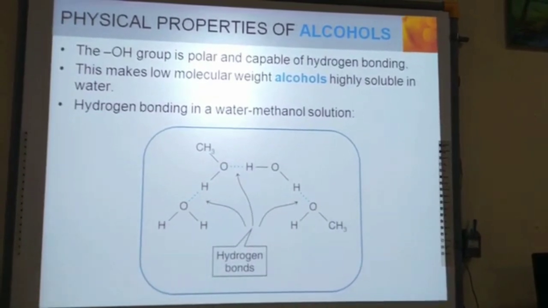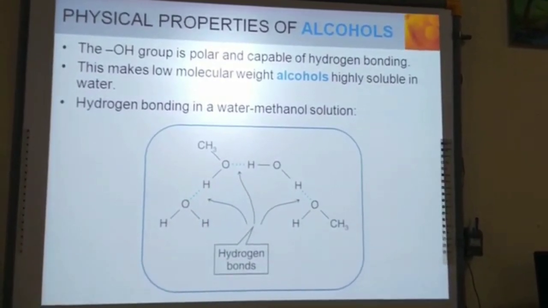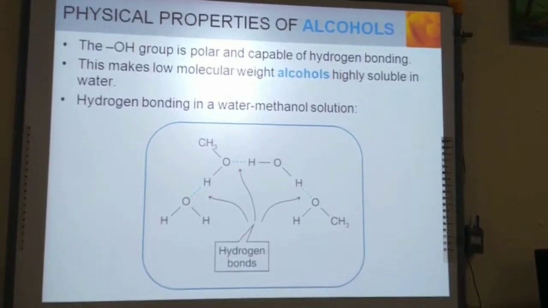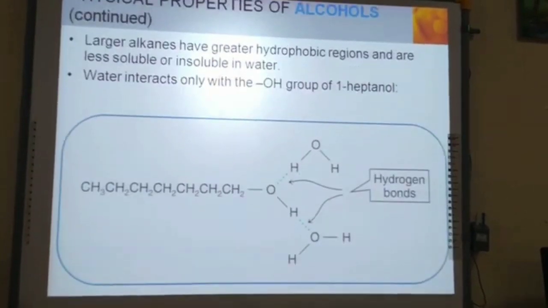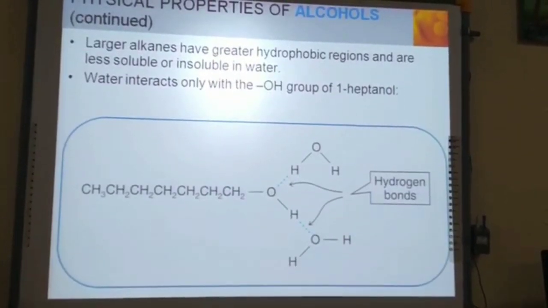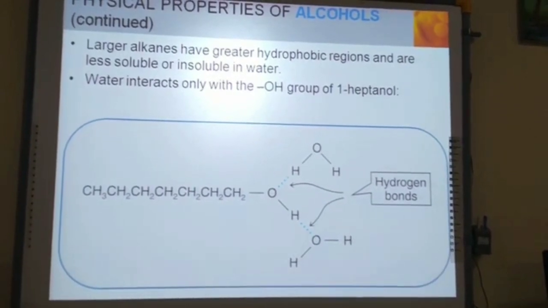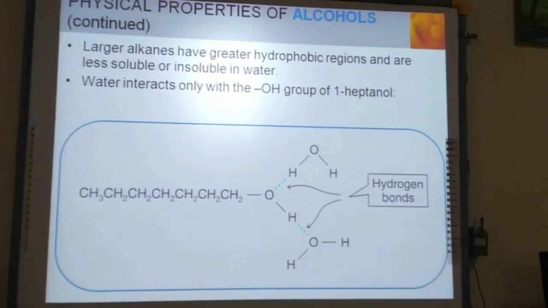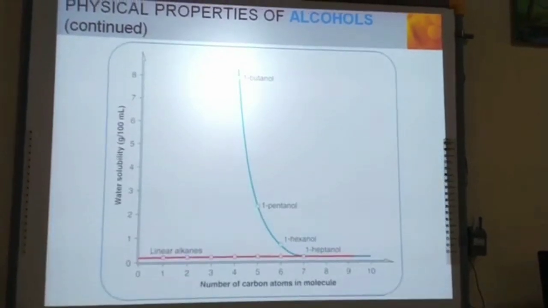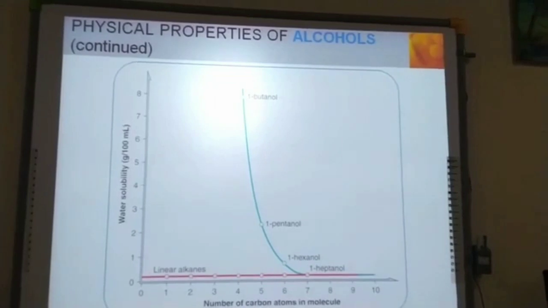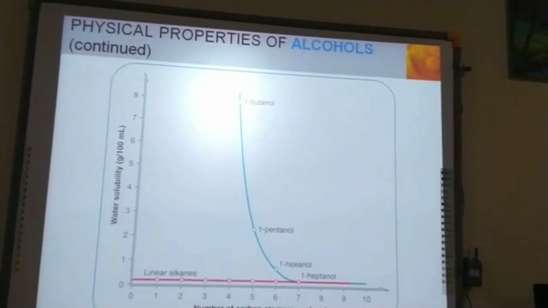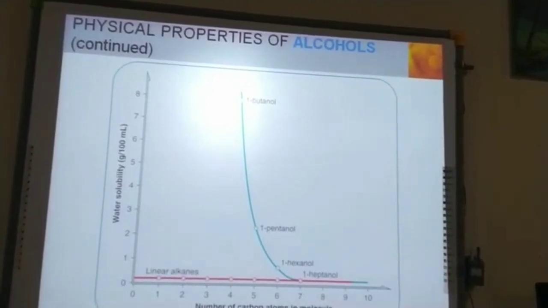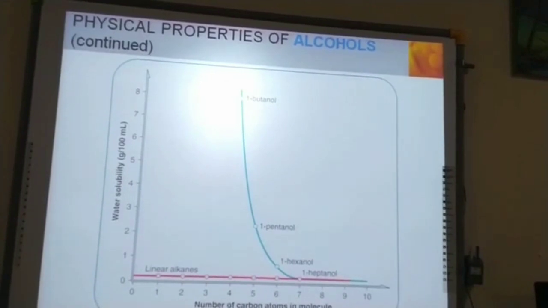Now, in physical properties, as we know, the OH group is a polar one and it is capable of forming hydrogen bonding. This makes alcohol soluble in water. Alcohols which have larger carbon chains are less soluble in water. Here is a graphical representation which shows that as the number of carbon atoms increases in alcohol, its solubility decreases. For example, butanol has maximum solubility, and as the number of carbon atoms increases from pentanol to hexanol to heptanol, its solubility keeps on decreasing.